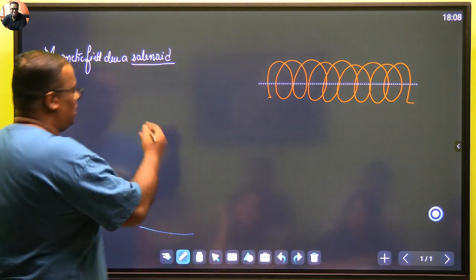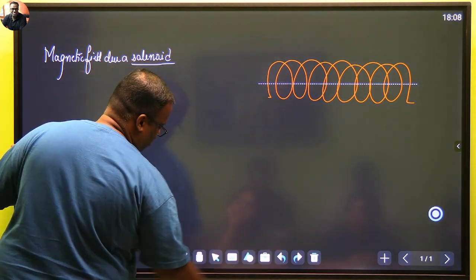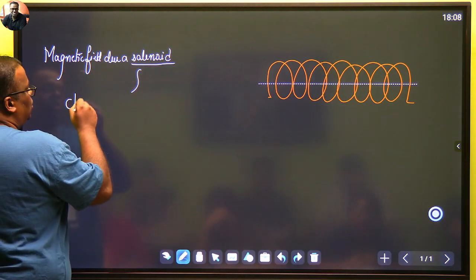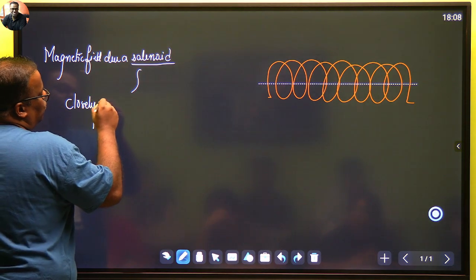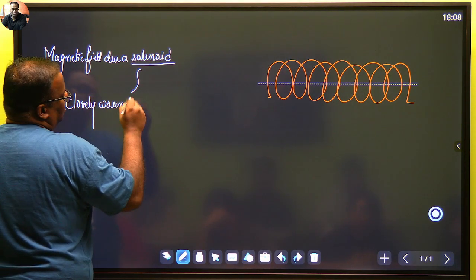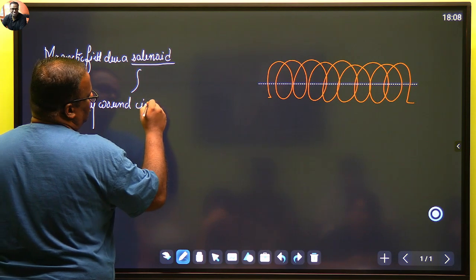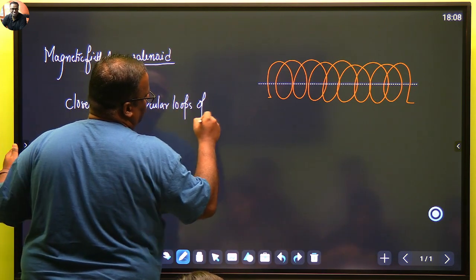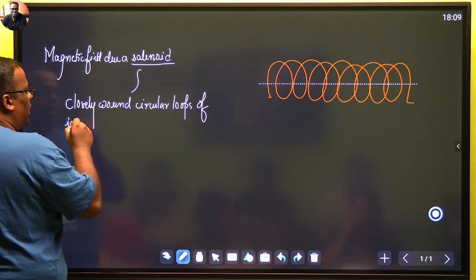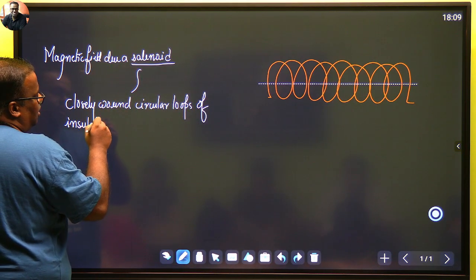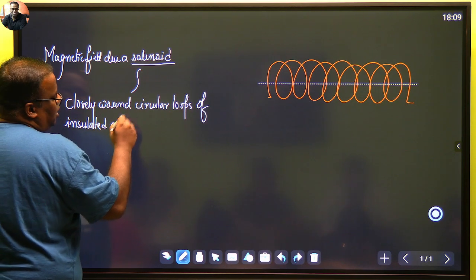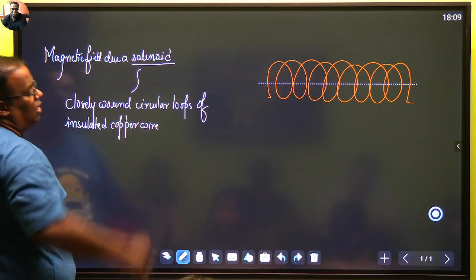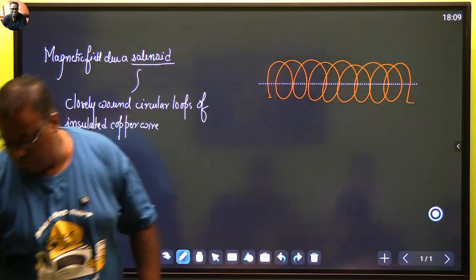So what is a solenoid? Let's first understand what a solenoid is, because if they don't understand it, we will have a problem. A solenoid is closely wound circular loops of insulated copper wire, so that if one loop is touching another loop, it doesn't make any difference. And it is made very nicely.